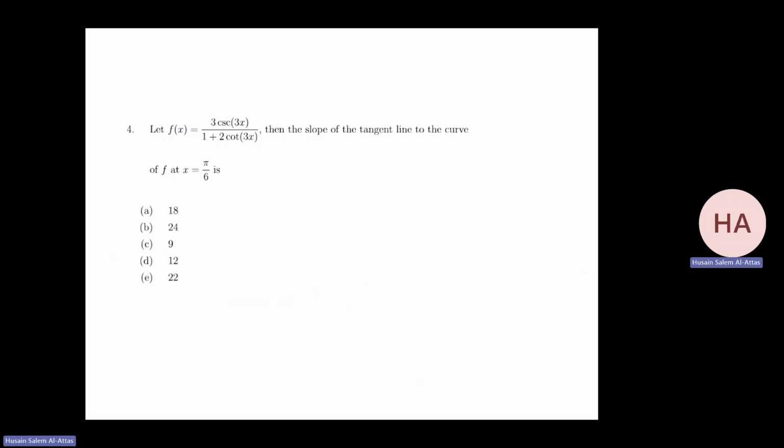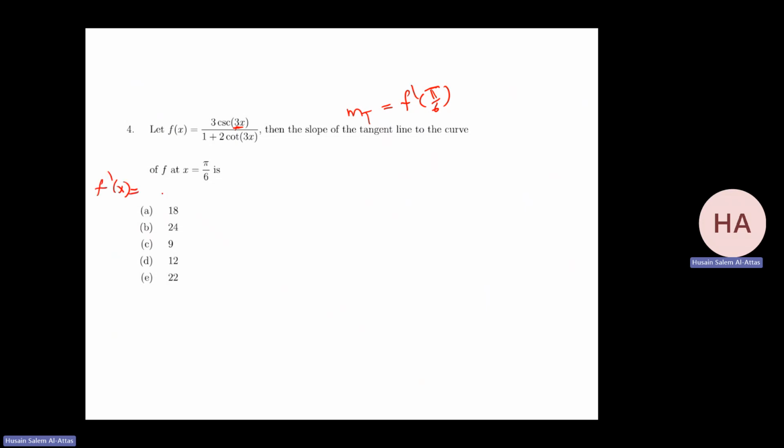Let f of x equal this. Find the slope of the tangent line to this curve at x equal pi over 6. So I need to find the derivative at pi over 6. Okay, let us do the calculation. f prime of x: derivative of the numerator, that will be 3, the derivative of cosecant 3x, minus cosecant 3x cotangent 3x, times the derivative of u, which is 3.